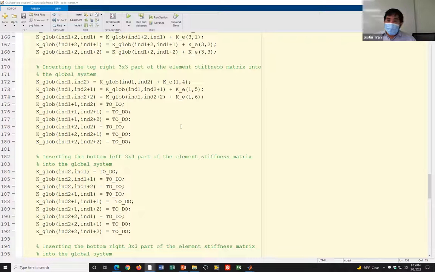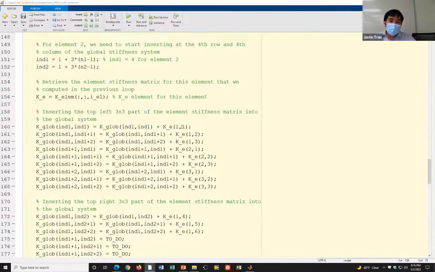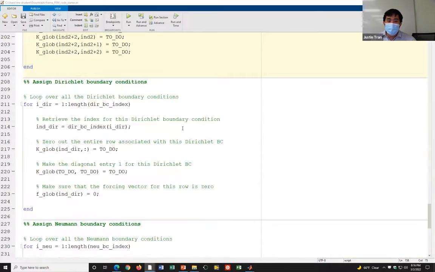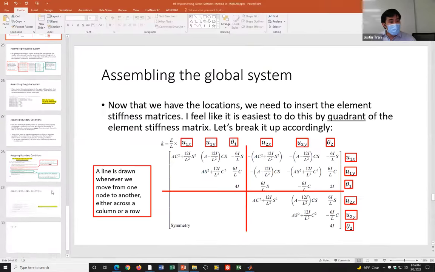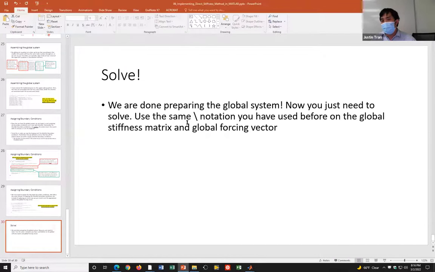Definitely for this code, I know it's an activity, but I'm definitely going to upload the solutions for it so that you can use it. Because you'll see if you scroll down to the end, we're doing this for a frame, and I think the frame is kind of the worst case for this.